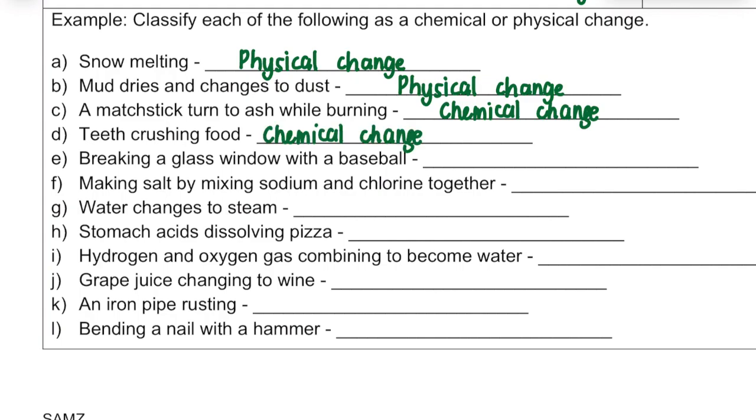Example E, breaking a glass window with a baseball. Again, it's still glass at the end. It's just that it has been broken. So this is a physical change. So that is for examples A until E. For examples F until L, you may try yourself. So that is the video for 1.2.